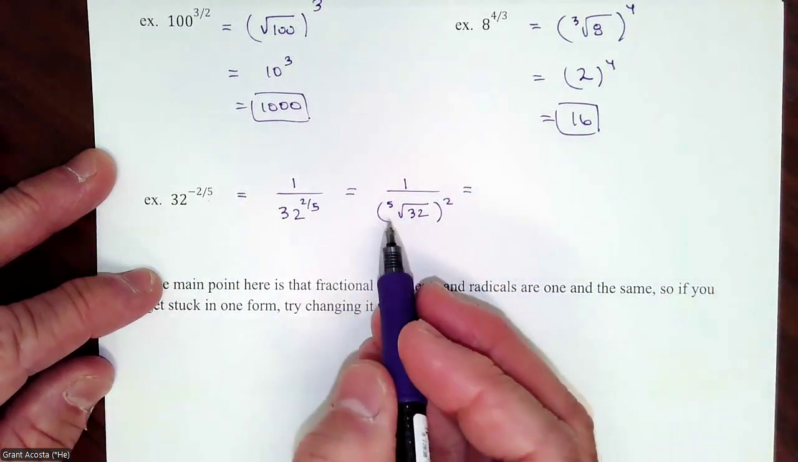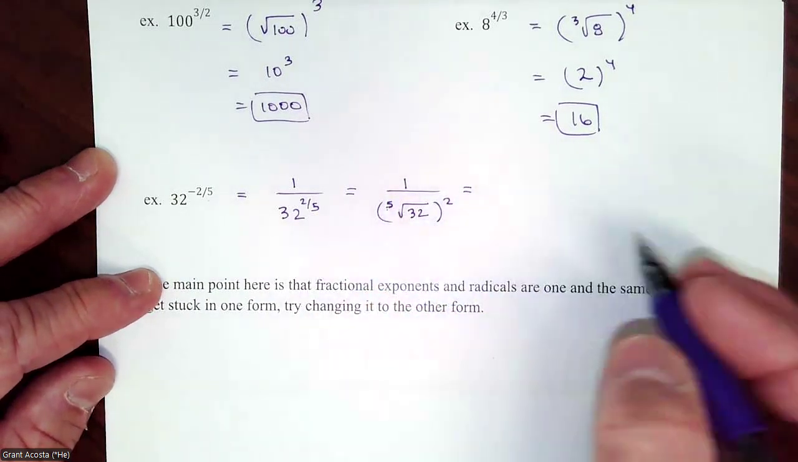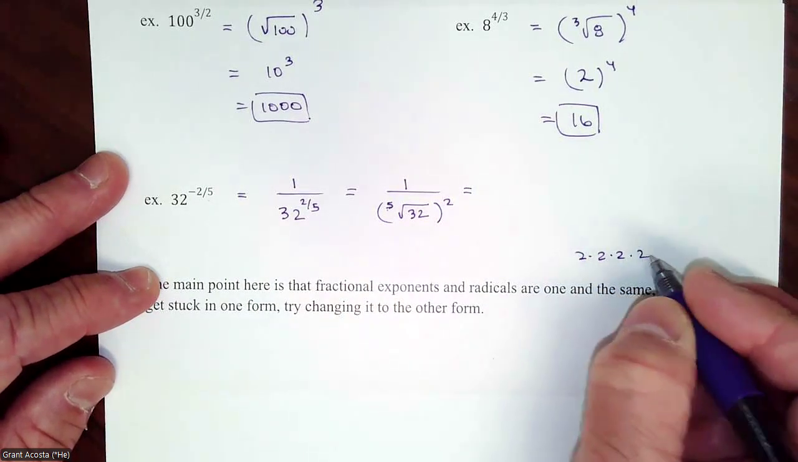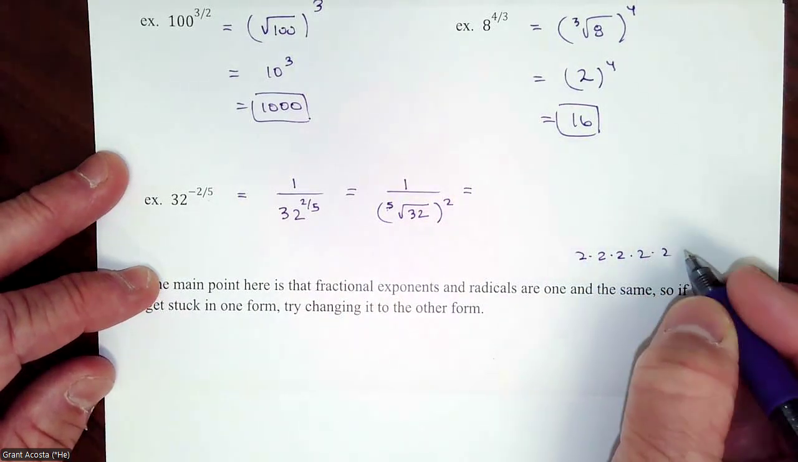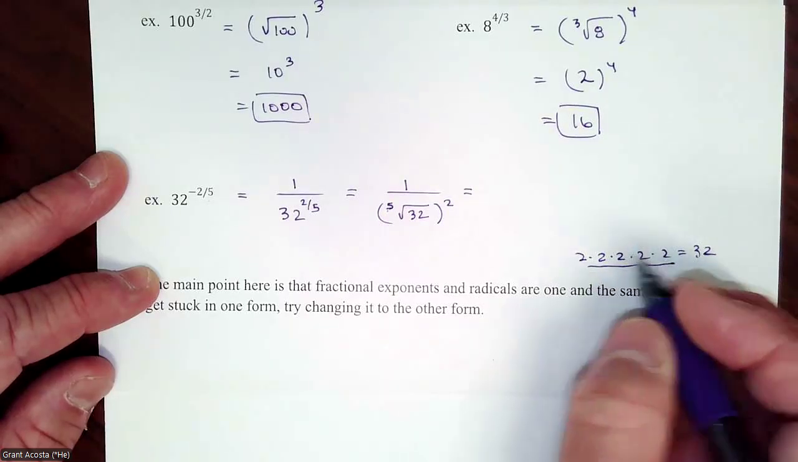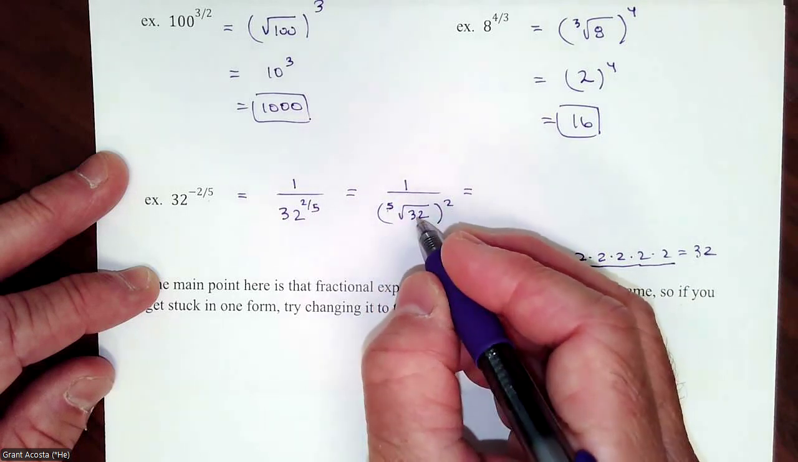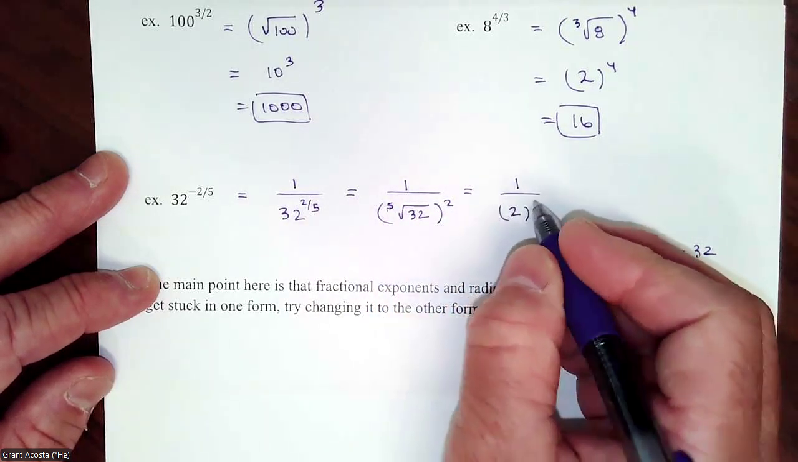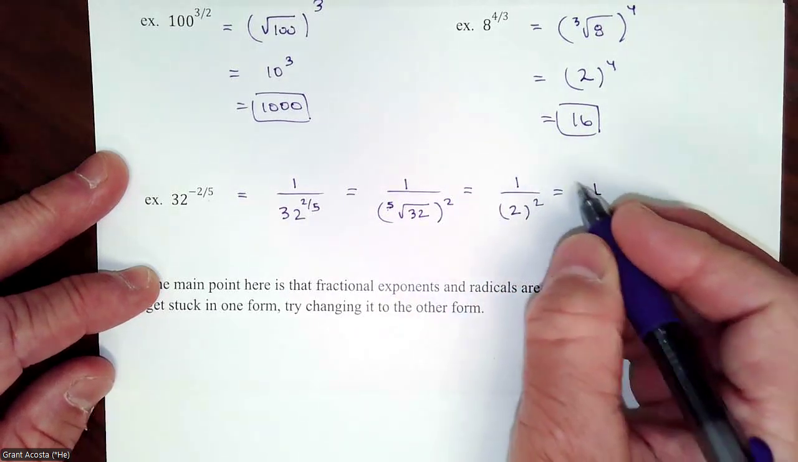Okay, the 5th root of 32. Well, we know 2 times itself 4 times is 16. So if I multiply that by another 2, that gives me 32. So since this is 5 2's multiplied together, the fifth root of 32 is 2. So this is 1 over 2 squared, 1 over 4.